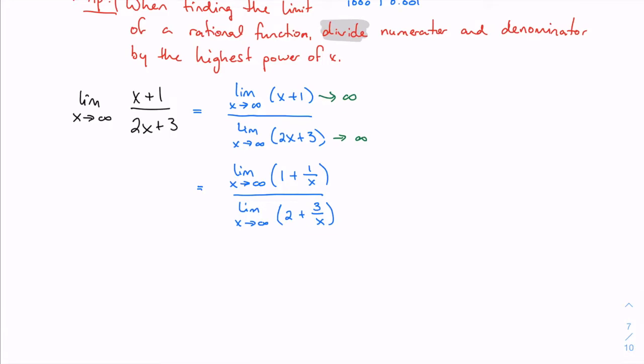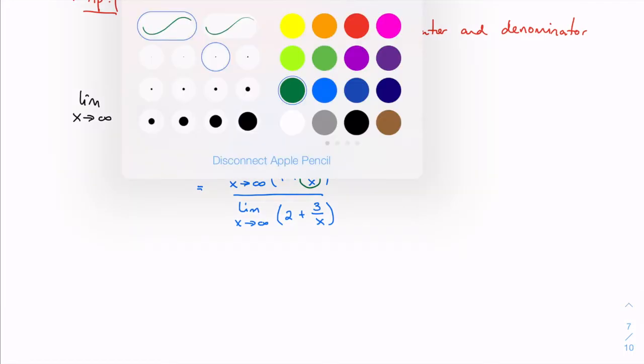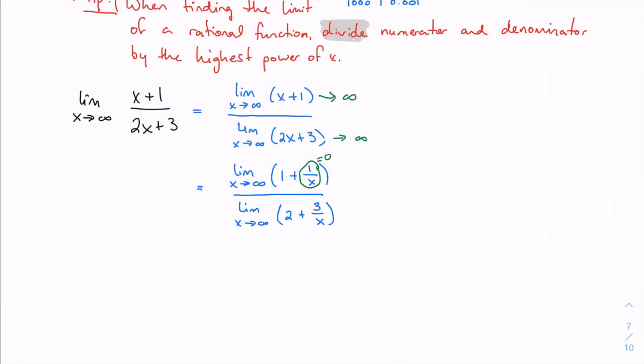Well, the limit of 1 is just 1. Nothing here is going to matter. Nothing here is going to change. The limit of 1 is just 1. No matter what happens to x, the value is always 1. And we just said that the limit as x approaches infinity of 1 over x is equal to 0. So in my numerator, I'm left with just 1. 1 plus 0 is 1.